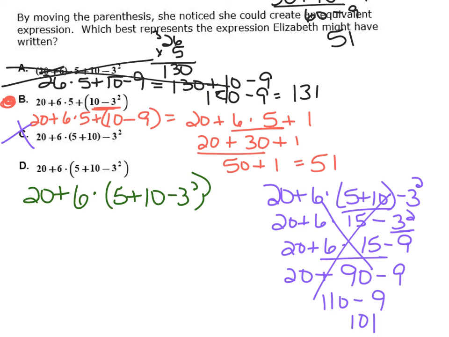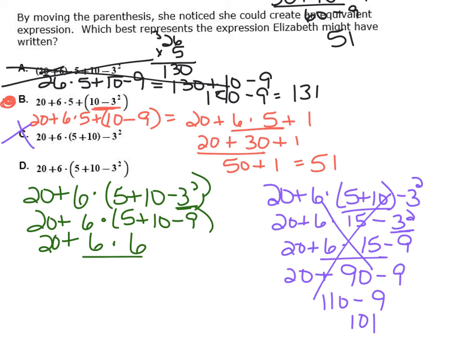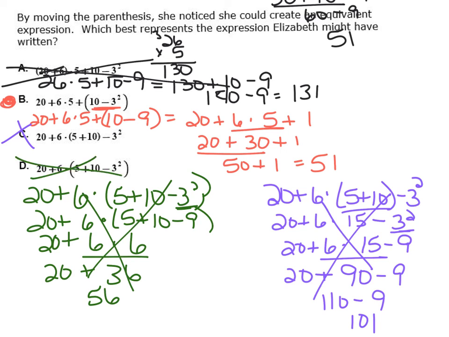Okay, so we're going to do parentheses first, and we always do exponents first. So this is going to be 5 plus 10 minus 9. So 5 plus 10 is 15, minus 9 is going to give you 6. So I'm rewriting everything. So 6 times 6 is 36. And 36 plus 20 is 56. So in this case, it's not D. So my answer is going to be B.